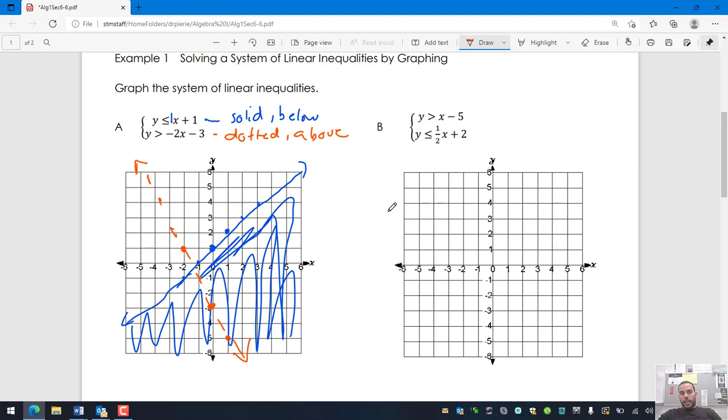And it should look something like that. And the final step is I got to get the shade. So the shade is going to be anything that's above this dotted line, which would be pretty much this entire area up here.